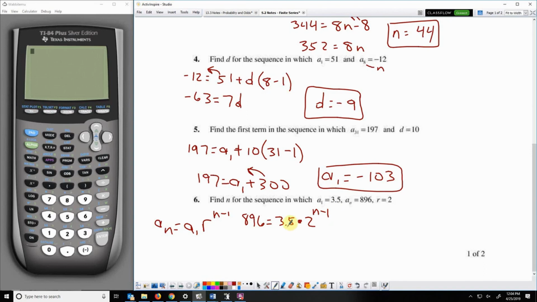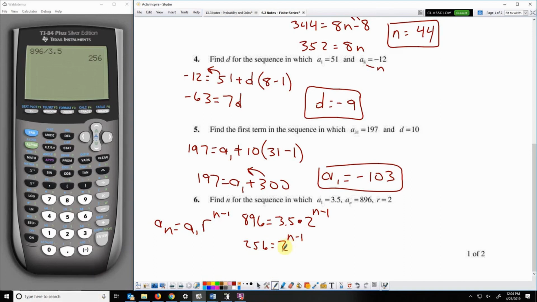Now, I can't multiply 3.5 and 2 because by order of operations, I have to do powers before I can multiply. But I can divide by 3.5. So if I divide 896 by 3.5, I get 256 equals 2 to the n minus 1 power.